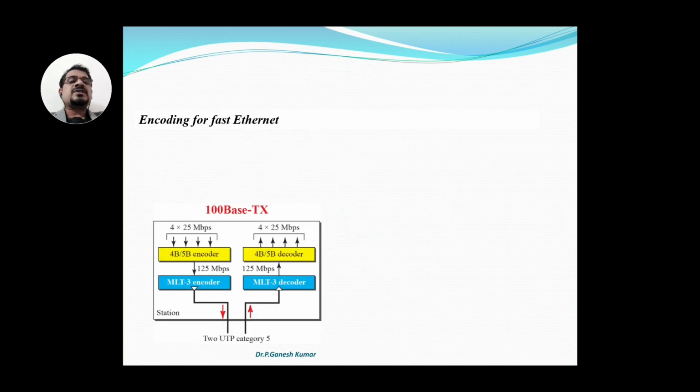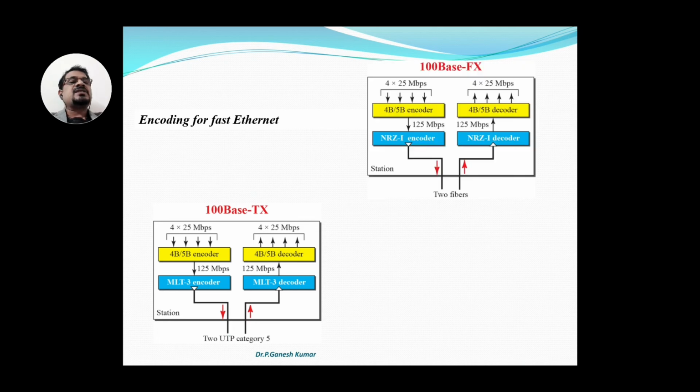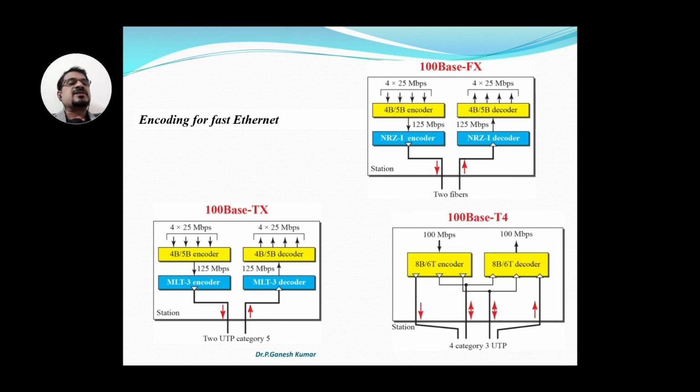So, encoding for fast Ethernet: 100 Base-TX, here they use 4 transmission cables as well as 4 separate receiving cables. There are different coding mechanisms which they use. 100 Base-TX is used for twisted pair cables, whereas 100 Base-FX is used for fiber optic cable. The NRZ coding mechanism is used.